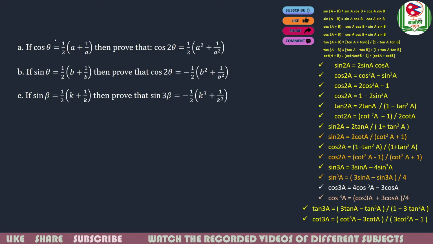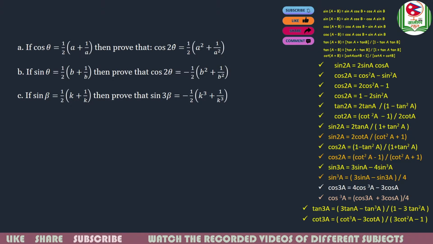Now we have to prove these all. So how will we prove these all? Cos theta equals 1 by 2 into a plus 1 by a. Then we have to prove cos 2 theta equals 1 by 2 into a square plus 1 by a square.